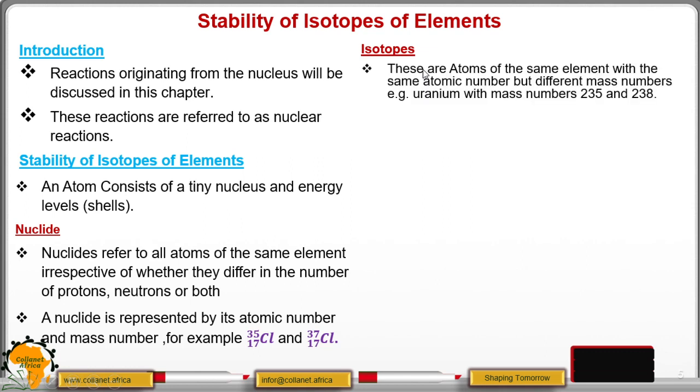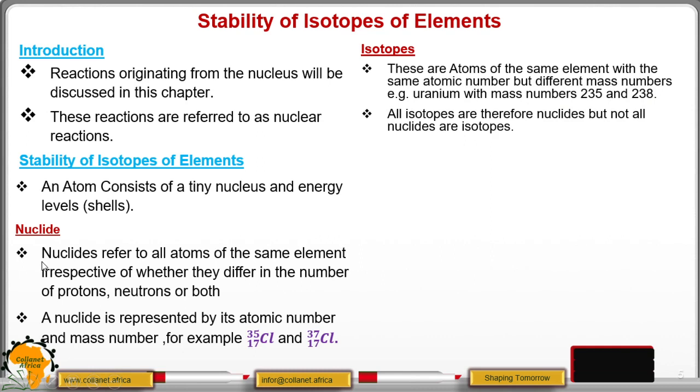When we come to isotopes, we are referring to atoms of the same element with the same atomic number and a different mass number. And just a reminder, when we talk of atomic number, we are referring to the number of protons in an atom. But when we talk of mass number, we are referring to the sum of protons and the neutrons. So isotopes are those that have the same atomic number or proton number, but a different mass number. For instance, we have uranium 235 and uranium 238. These are isotopes of uranium.